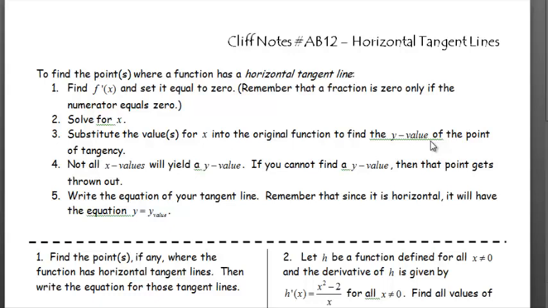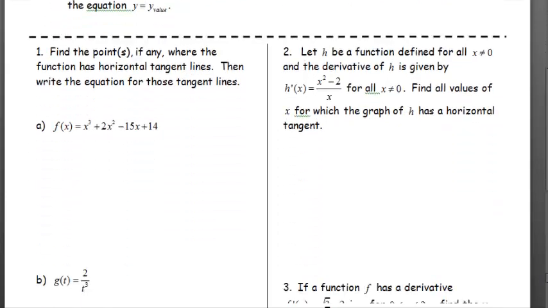Note card number 12, horizontal tangent lines. Problem number 1. We're going to find the points, if there are any, where the function has a zero slope. That's what horizontal tangent line means. The derivative is 0. Then we're going to write the equations for these tangent lines.